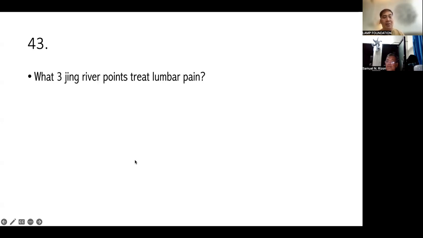What three Jing-River points treat lumbar pain? LI-5, Doc. Spleen-5. And kidney-7. Hmm. Tama po ba, Doc? Or kidney-5? Una-una pag lumbar, isipin mo kaagad sa kidney. Jing-River po ito ha. Kidney-7? No. Tatlo po kasi yung choice ko eh. May Cleft point po ako ng kidney 5. Tayo mag-confuse, Xi Cleft, Jing-River.